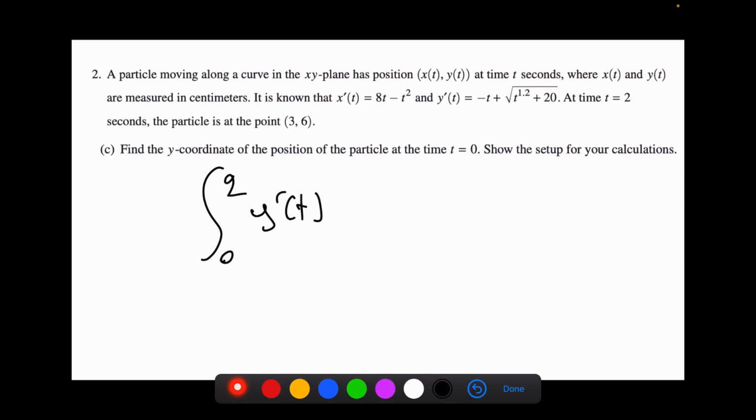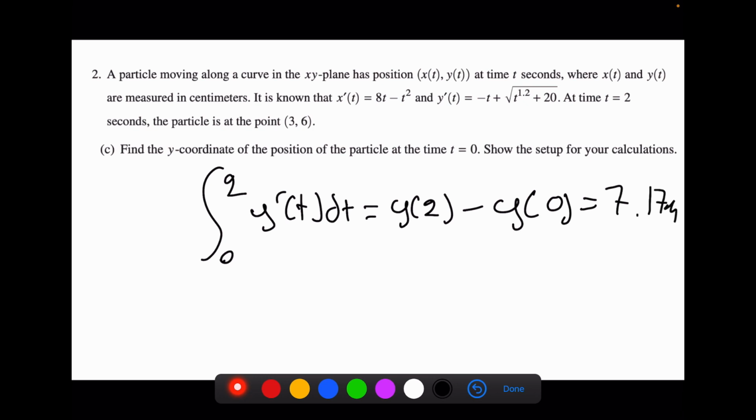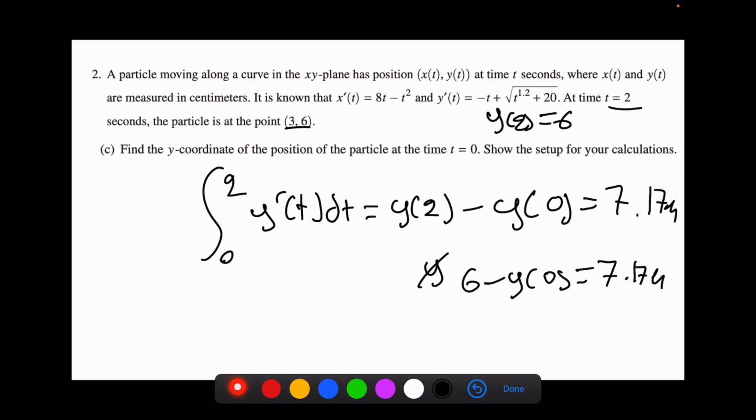y prime of t dt is equal to y of 2 minus y of 0 is equal to, actually let me just put in straight up right now what it's equal to. This is equal to 7.174. So I get y of 2 is equal to 6, right? We show that here. y of 2 is equal to 6. So I get 6 minus y of 0 is equal to 7.174. 6 is equal to y of 0 plus 7.174.